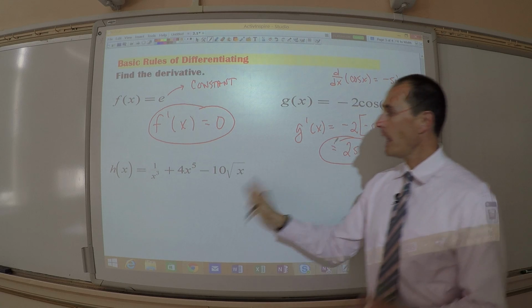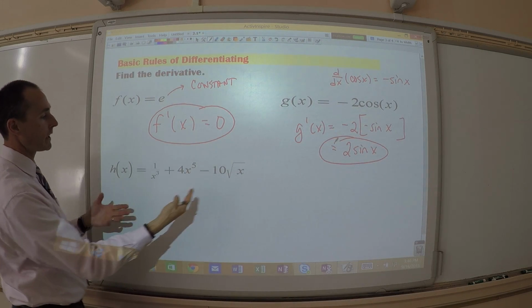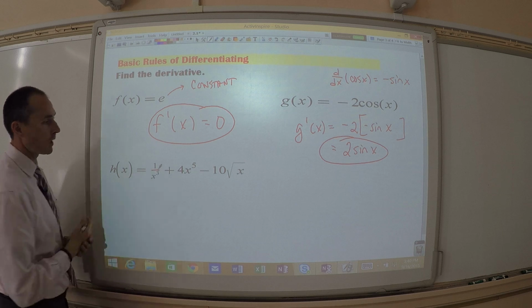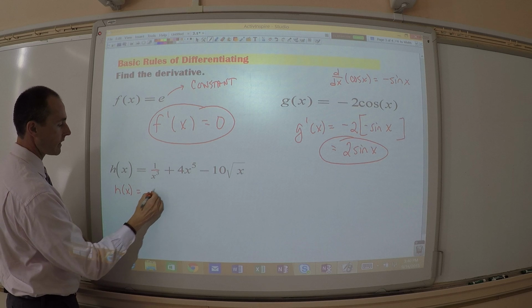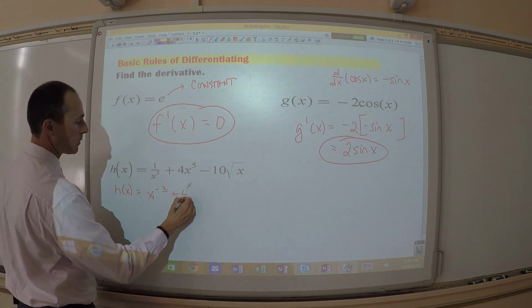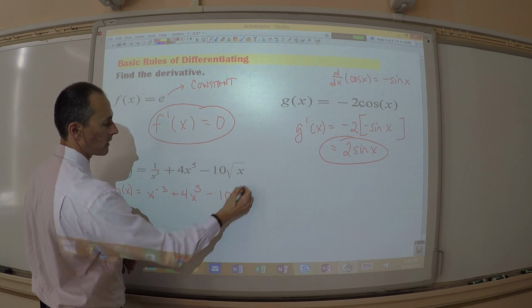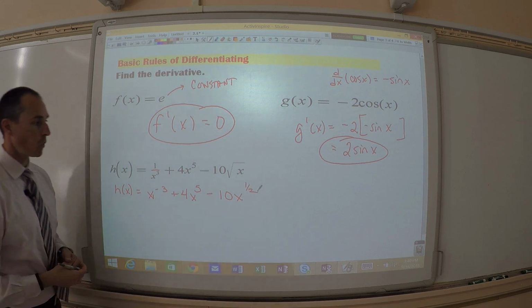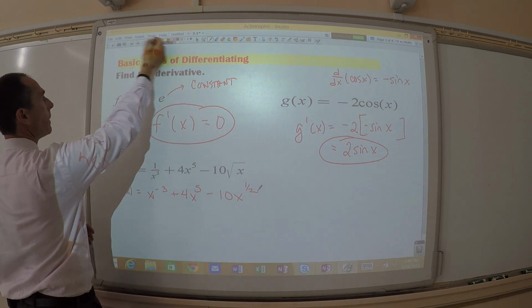Okay, and finally, h of x is really not too bad of a function, but it's got some issues with the way it's presented. So we're going to rewrite it using powers. h of x will equal x to the negative third power, plus 4x to the fifth, and we want to write this as 10x to the 1/2. Now we're ready to derive it using those basic power rules that we've talked about.